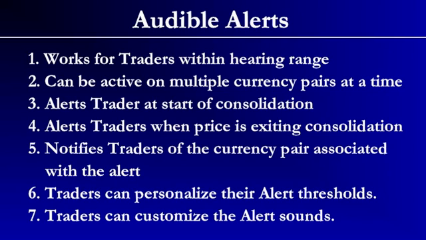So what are these audible alerts? Well, first of all, they work for traders that are within hearing range of their computer, so that when the alert sounds, they're close enough they can get to their computer and see what's happening and take action accordingly. And these alerts can be set up on multiple currency pairs at a time. So you could have 2, 3, 4, 5, 6, 7, 8 currency pairs that are being monitored, each with audible alerts enabled. And they will alert the trader at the start of consolidation. And they will alert the trader when exiting consolidation.